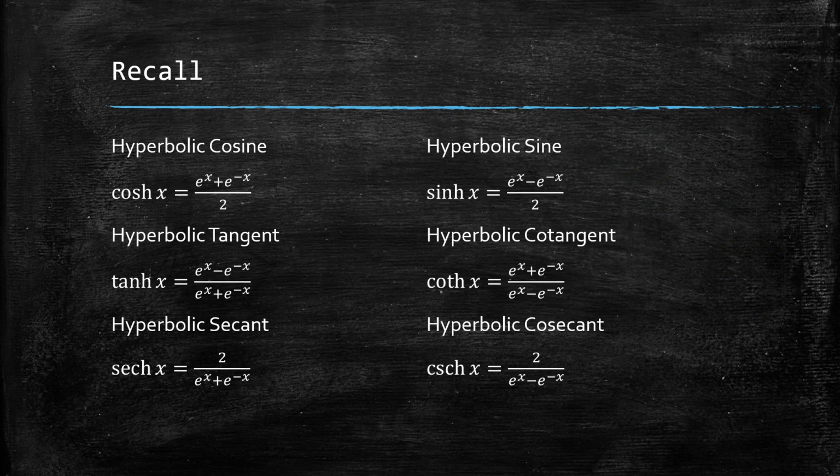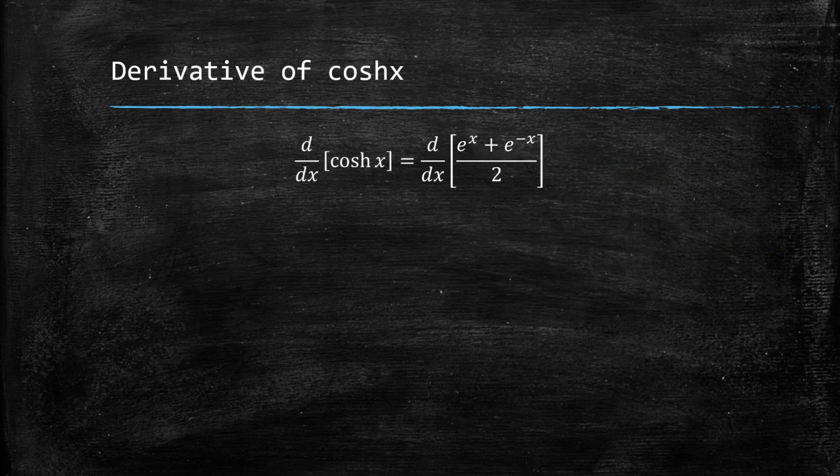Now, let's look at how we can use these definitions to find the derivatives of the hyperbolic functions. Let's look at finding the derivative of the hyperbolic cosine function. So the derivative of the hyperbolic cosine function is the same as the derivative of e to the x plus e to the negative x divided by 2.